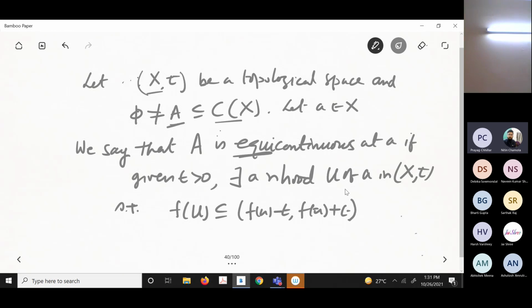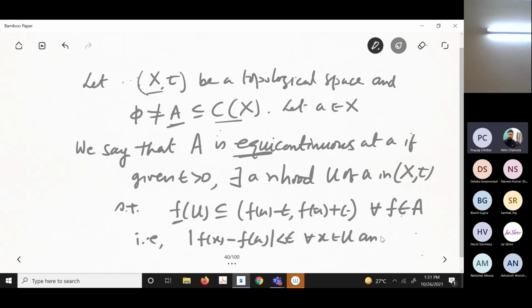Be careful, there is a neighborhood U, and what is F? For all F belongs to A. That is, Fx minus Fa less than epsilon for all x belongs to U and for all f belongs to A. That means a single neighborhood is working for all f. Okay, that's why it becomes equicontinuous.